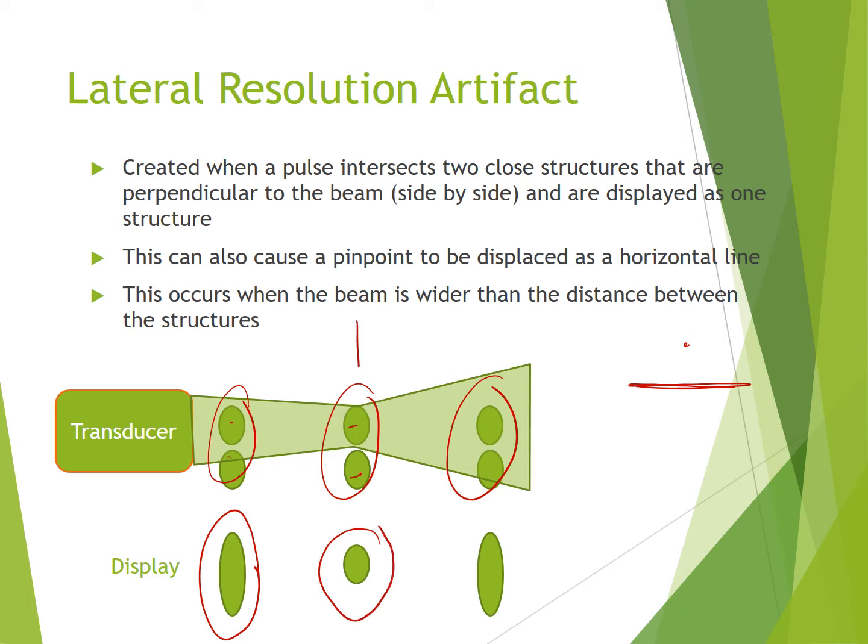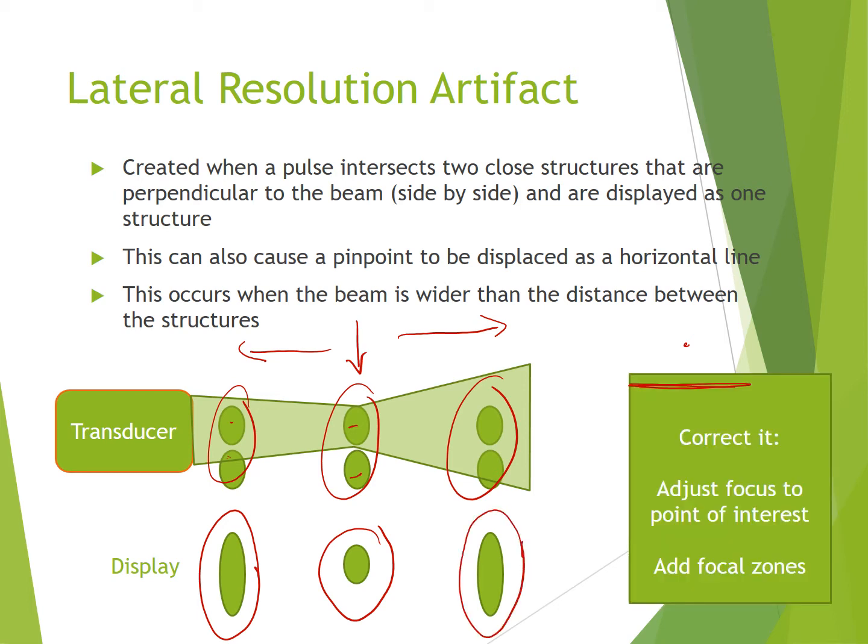Again, our narrowest part is at that focal zone, and typically lateral resolution improves anywhere in the near zone, but it is best at the focal zone. And contrary to that, it is worse in the far zone. Again, we have 2 structures that are sitting somewhere within the beam. The machine can't tell them apart, so it displays them as one.